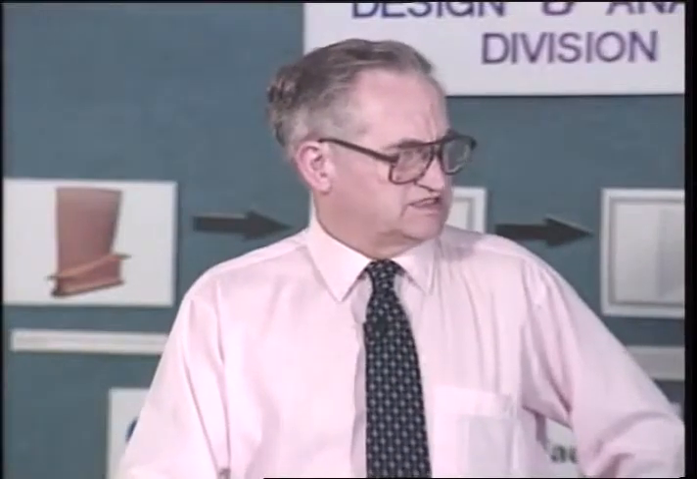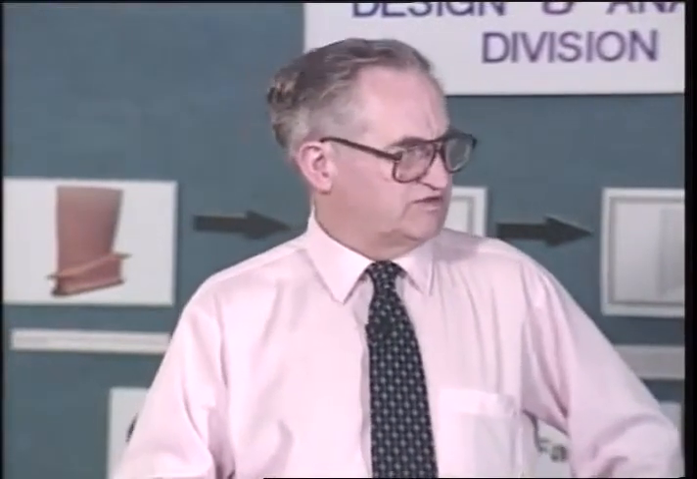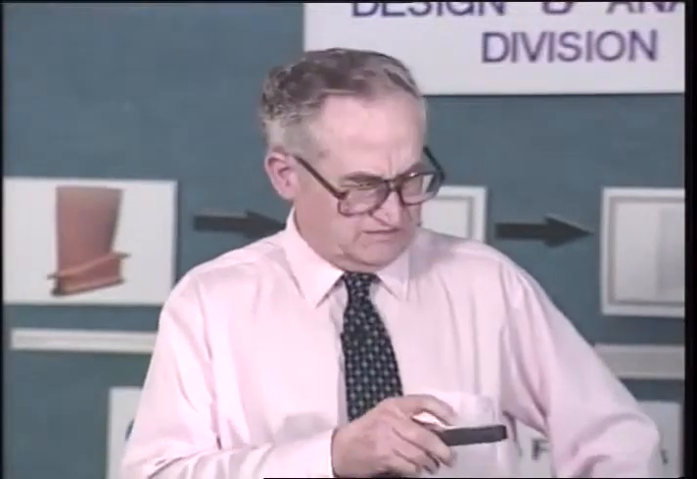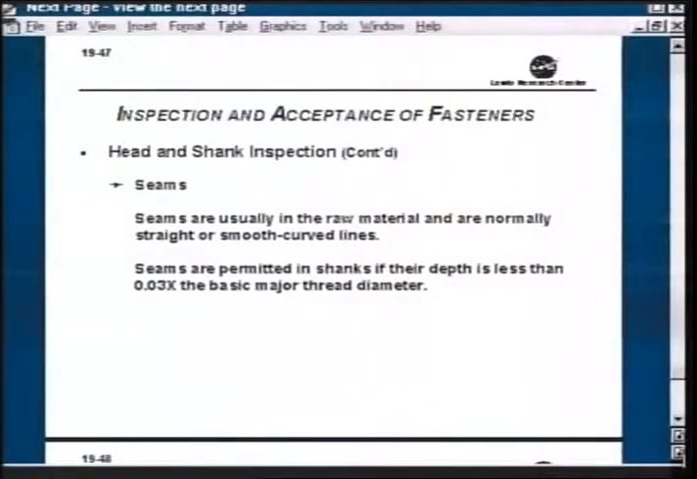Now, seams are usually in the raw material before forming, and they're pretty straight. Seams are acceptable because usually they're not a crack per se, and they're shallow and have a pretty good radius. If you look at this, it's 0.03 times the diameter. So if you go with a half-inch fastener, you still have something there that you would have trouble even seeing. It's so shallow, so that would be okay.